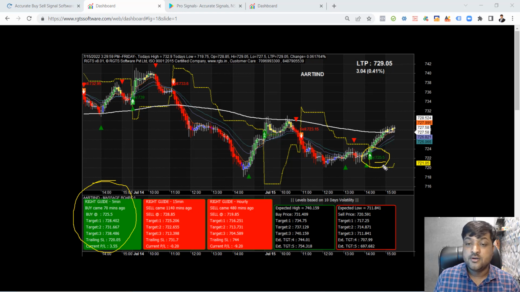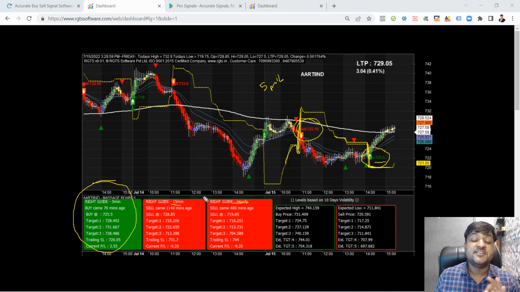So first we come to the buy and sell signals. Whenever the yellow dotted line, meaning your stop loss, crosses the candle from above to below, you get the buy signal. And whenever the candle closes below the yellow dotted line, meaning the yellow dotted line is above the candle, you get a sell signal. This is the 5-minute chart, so you get 5-minute signals. Five-minute means it is useful for intraday trading. For silver and gold, if you are a commodity trader, you have to use the 15-minute and hourly chart.